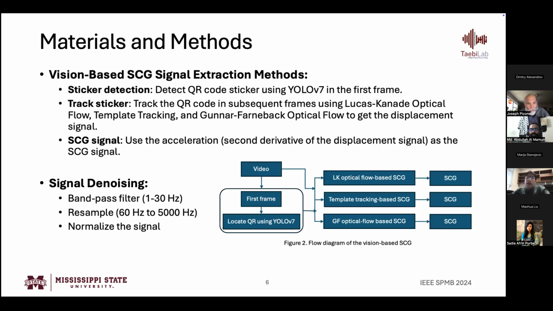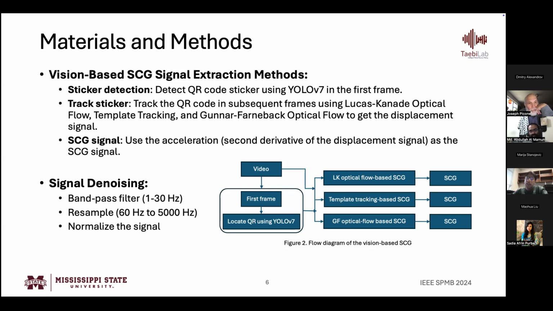So here we describe our vision-based SCG extraction method. Step 1 is the QR code sticker detection. For this purpose, we trained a YOLO version 7 model on a custom dataset to identify the QR code in the first frame of the video. In the second step, we track the QR code using computer vision-based methods.